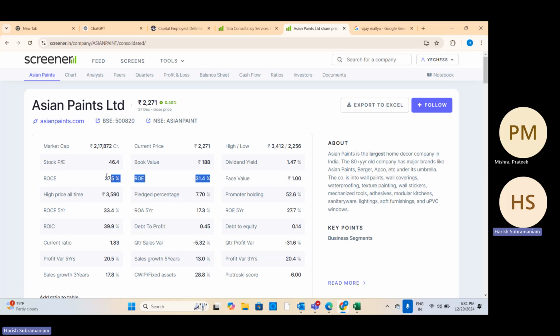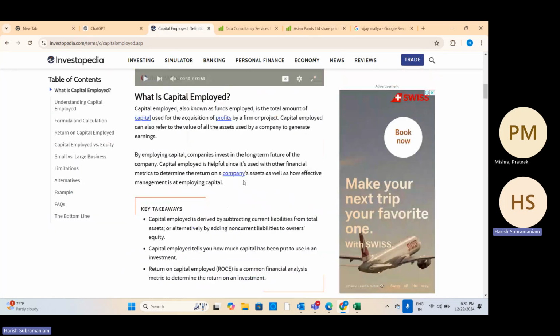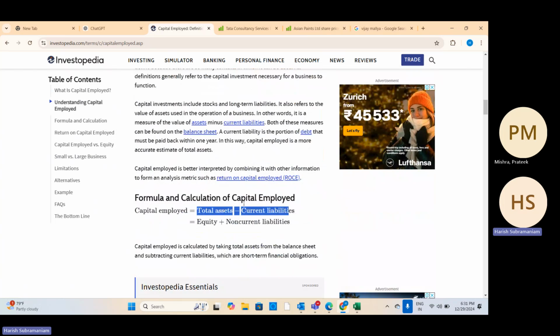So typically at a starting level, we should look at these two numbers. And then the third number that we can look at is return on assets. Return on assets is nothing but the return on the total assets that are employed.